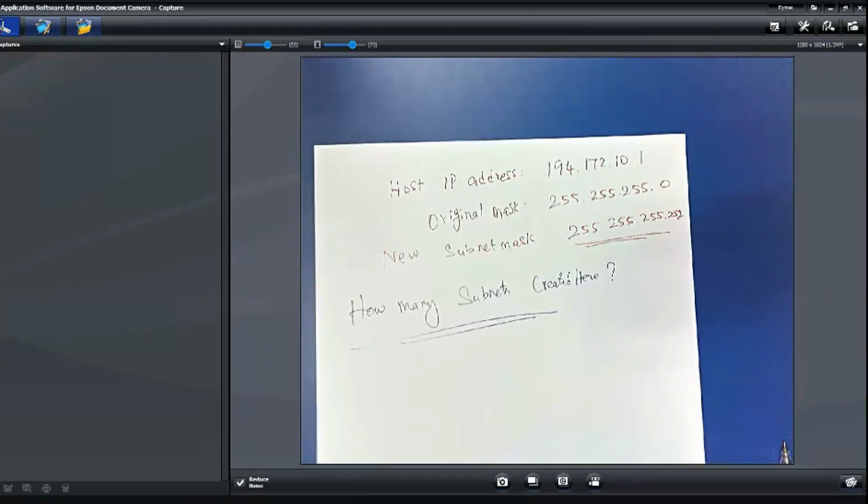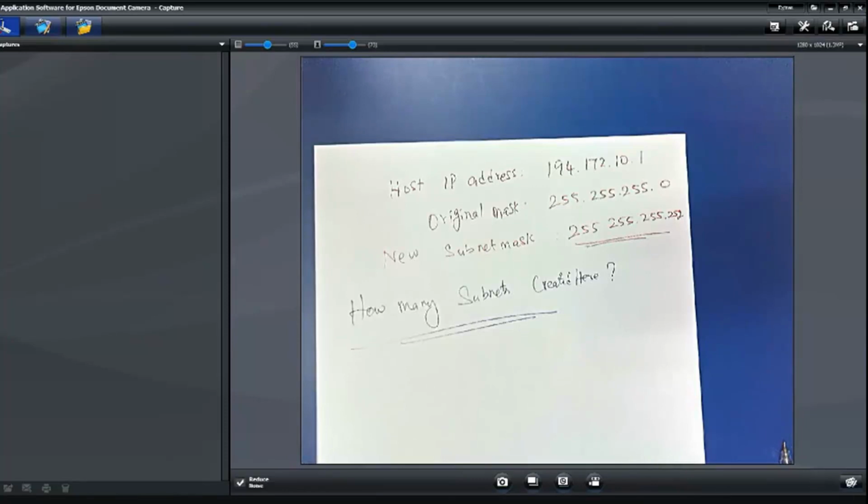6. Very good, really very good. I appreciate that. I'm very happy. Next, how many subnets created? 2 to the power of 6. Yes, very good. This is enough, we'll go to the next.